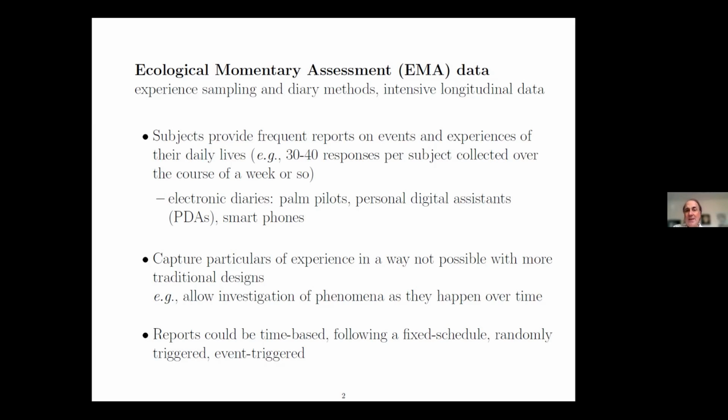So you try to get measurement as things happen across time in these kinds of studies. And the reports that you get could be time-based, they could follow a fixed schedule. Let's say every day you might get a report, or they may be randomly triggered or even event triggered. The data I'll be speaking of today, the example is really more of a fixed schedule scenario, but in other papers I've worked on, we've looked at all these different kinds of reports as well.